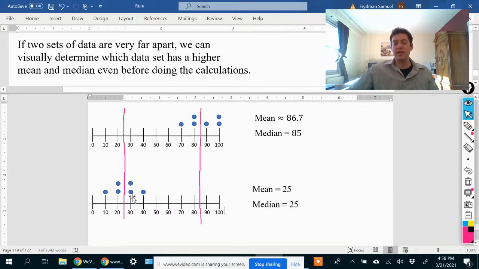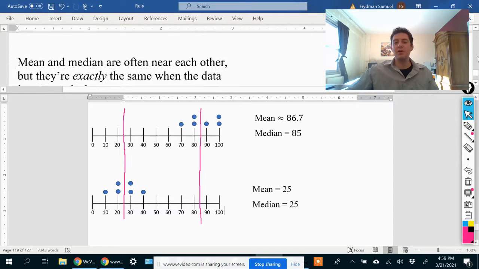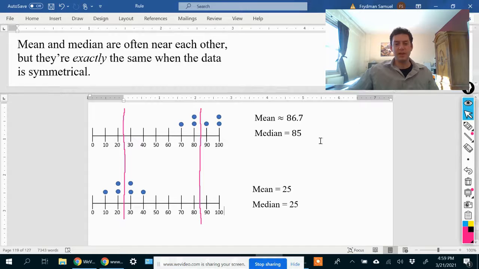Actually, take a look at this data set here. What do you notice about it? It is symmetrical, right? This line here, it's not just where the center is. That's a line of symmetry. To the left of this line looks exactly the same as everything to the right of this line. So when that does happen, remember the last thing we talked about, when a data set is symmetrical, then the mean and median would be exactly the same.